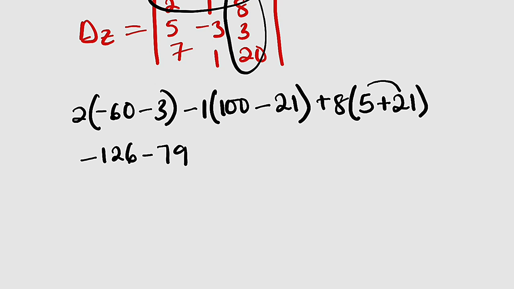This plus this is 26, right? Multiplied by 8, that is 208. So let's add up. We have negative 126 minus 79 plus 208. That will give us 3 exactly. So this is the determinant with respect to z.